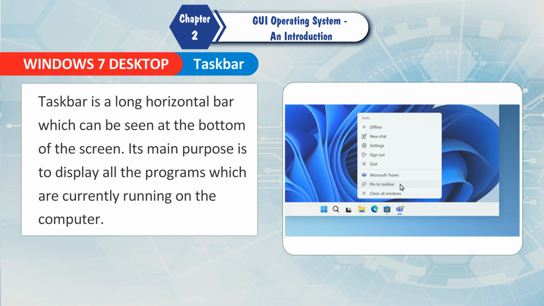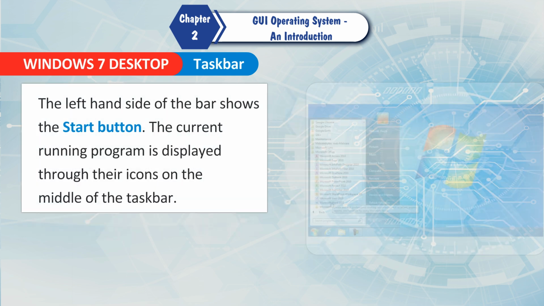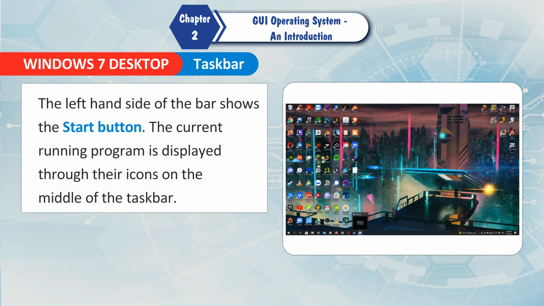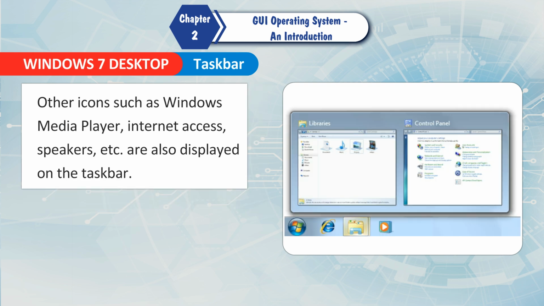Taskbar is a long horizontal bar which can be seen at the bottom of the screen. Its main purpose is to display all the programs which are currently running on the computer. The left hand side of the bar shows the start button. The currently running programs are displayed through their icons in the middle of the taskbar. Other icons such as Windows Media Player, Internet Access, Speaker, etc. are also displayed on the taskbar.